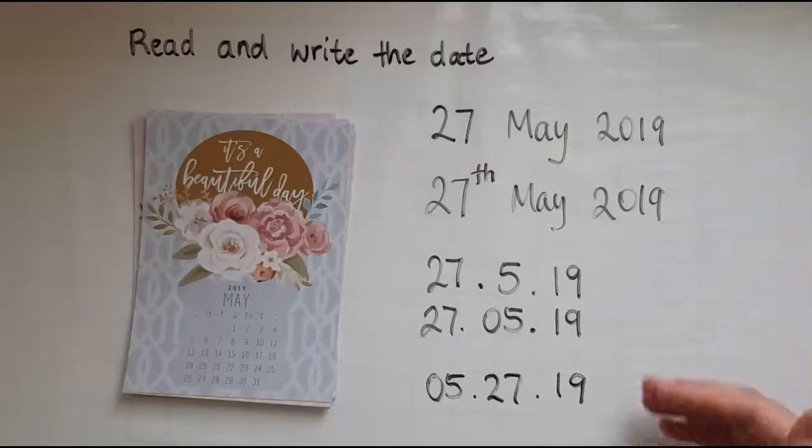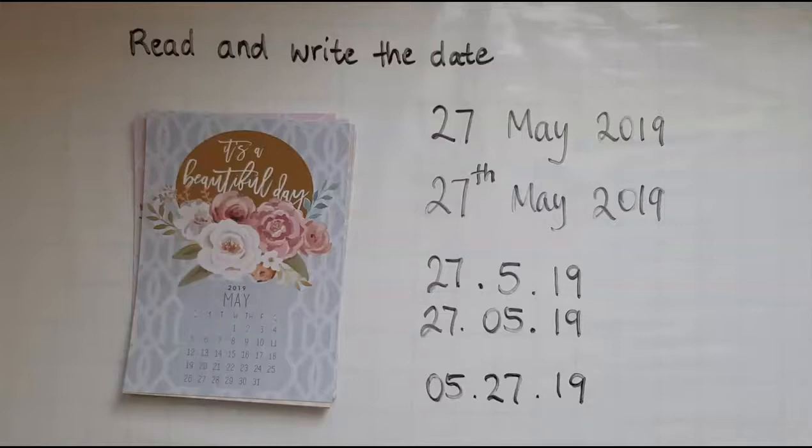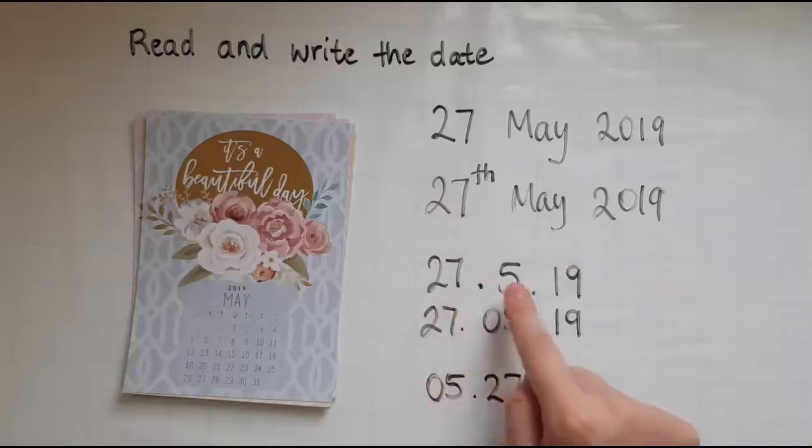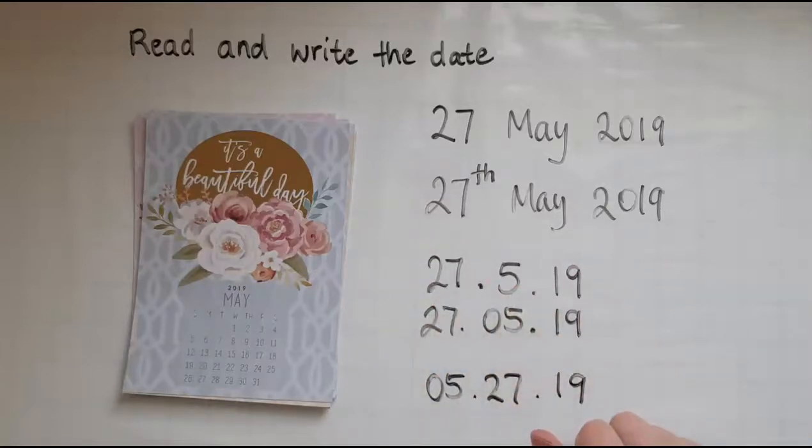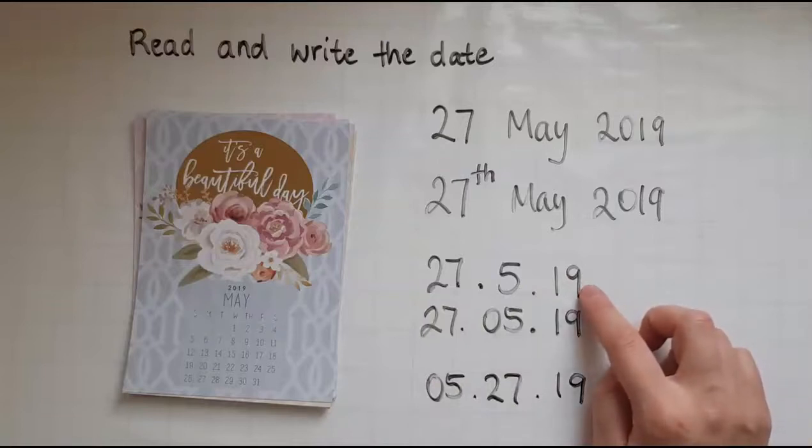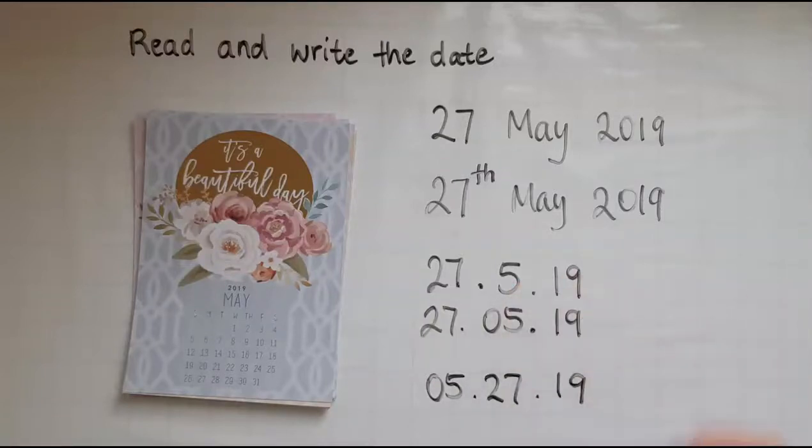But these are just some common ways of writing the date, and the way we'd read them is 27th of May 2019, 27th of May 2019, 27th of the 5th 19, which this means 2019, and that means May. So I would not encourage you to use this format, just be aware of it existing, because this is the American format of writing the date.